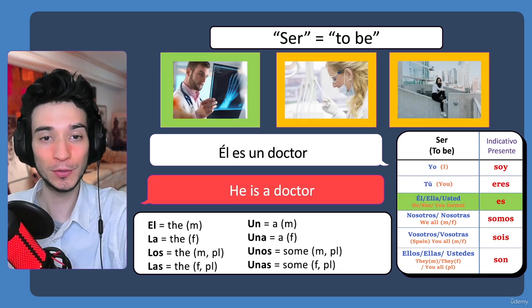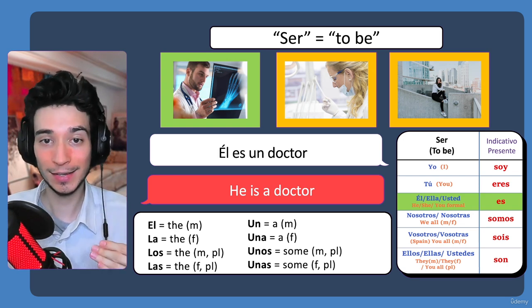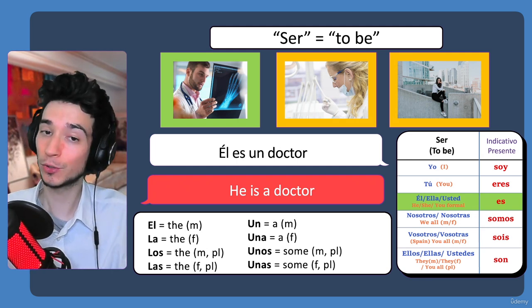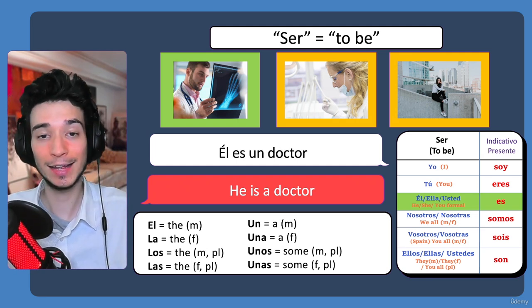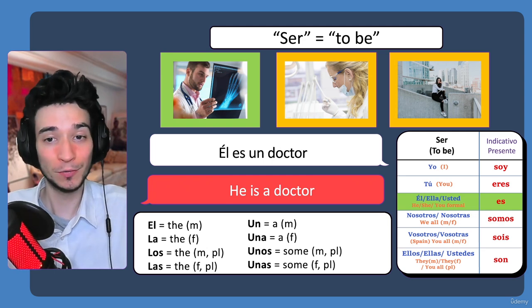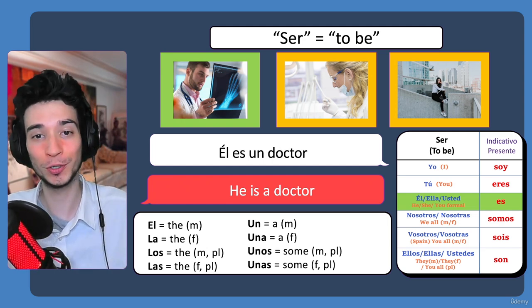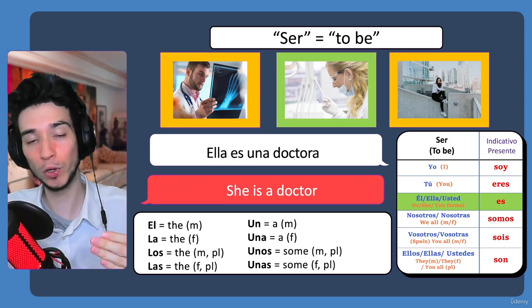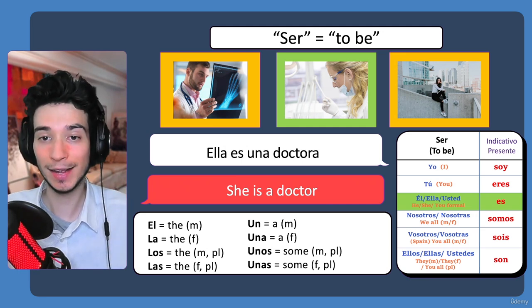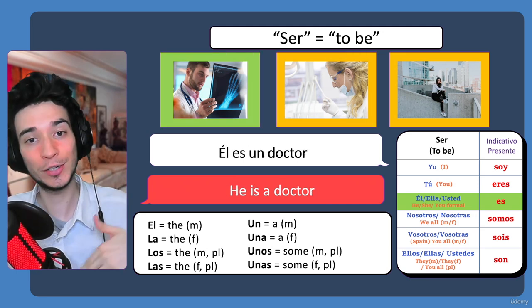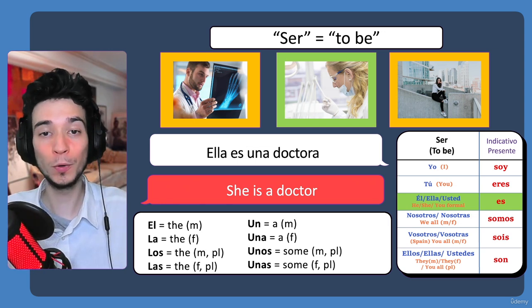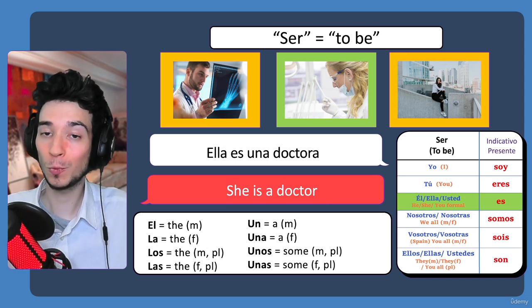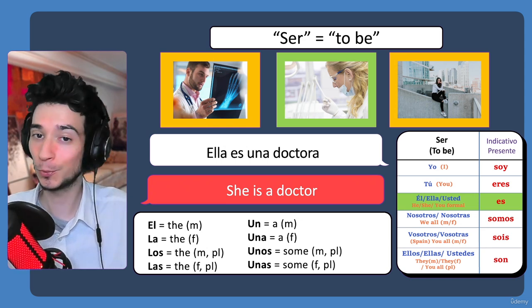And the next one, the first one is él es un doctor. He is a doctor. So yes, doctor. Él es un doctor. So very simple. Él es, he is, un doctor, a doctor. And the next one, the same thing can be done for women. Ella, she. Él, he, ella, she. Ella es una doctora. She is a doctor. Ella es una doctora.